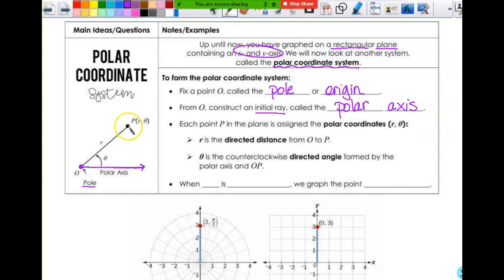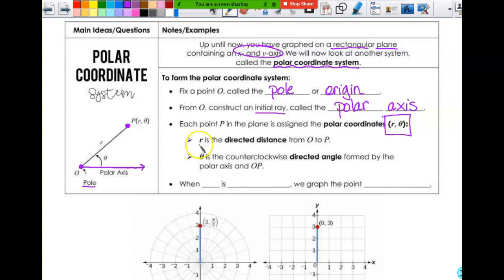Then each point P, so here's a point on my polar coordinate system. It's assigned a polar coordinate, and notice this is r comma theta. Instead of x, y, it's r theta. So just like in an ordered pair for your rectangular system, x always comes first, y always comes second. Here, r always comes first, theta always comes second.